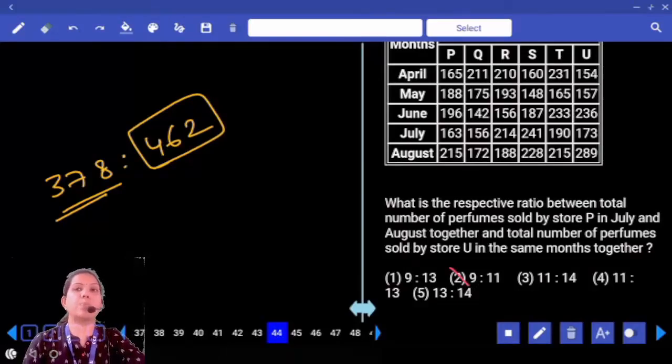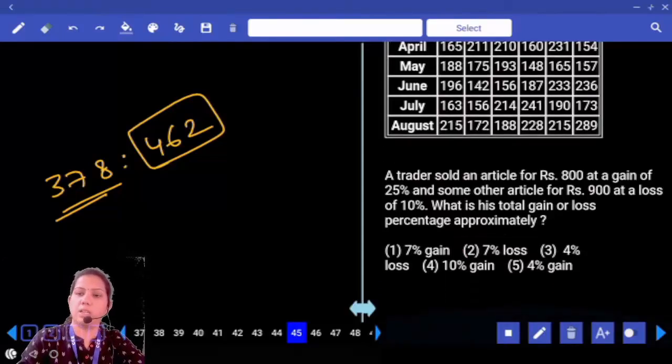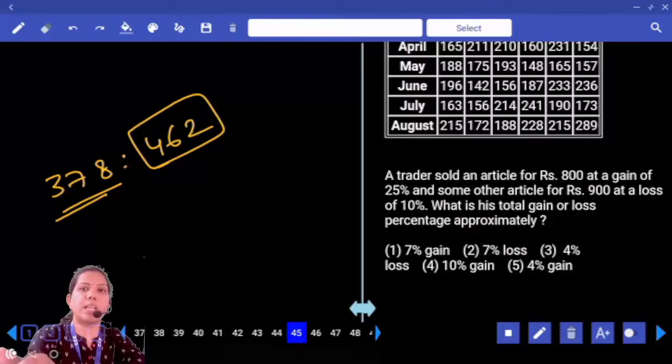Consequent value must be a multiple of 11. Why? Because the antecedent is not a multiple of 11. Next question, number 45. It is a different question actually.